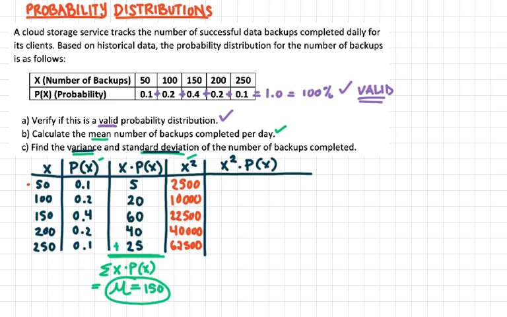So 2,500 times 0.1 is 250. 10,000 times 0.2 is 2,000. 22,500 times 0.4 is 9,000.